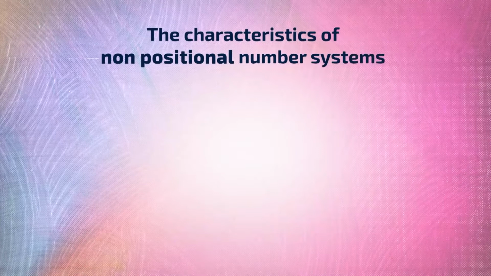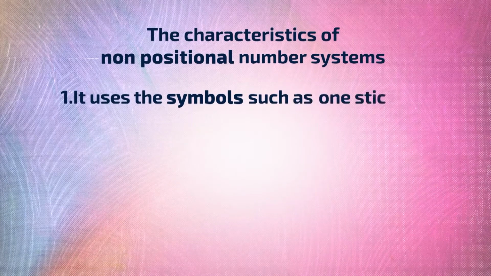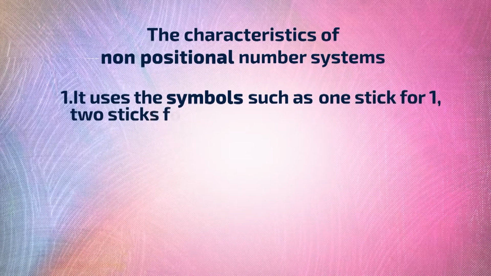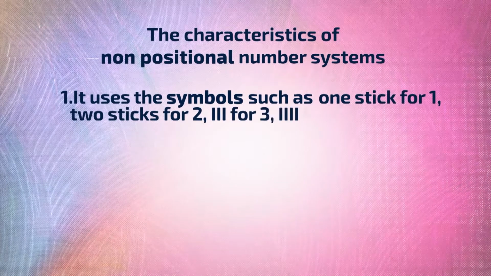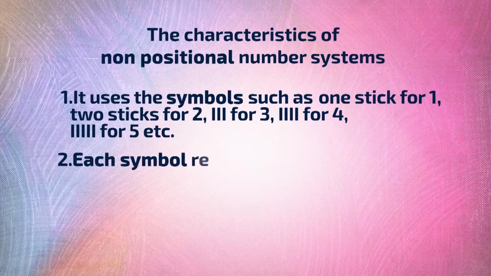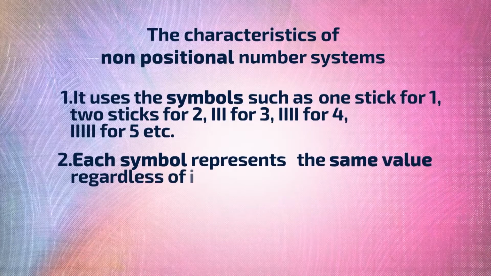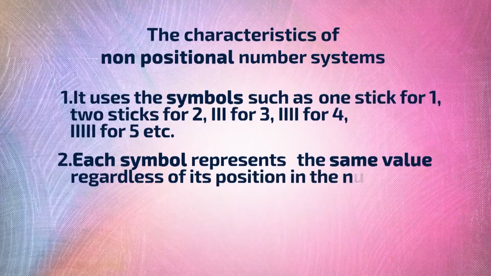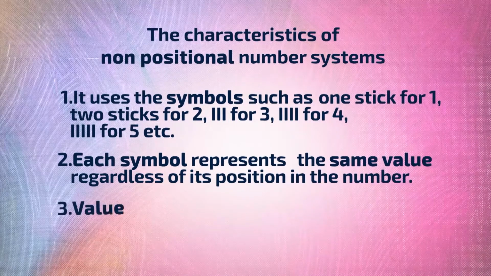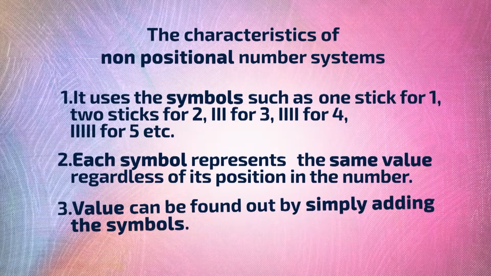The characteristics of non-positional number systems are: 1. It uses symbols such as 1 stick for 1, 2 sticks for 2, 3 for 3, 4 sticks for 4, 5 sticks for 5, etc. The second characteristic is that each symbol represents the same value regardless of its position in the number. And the third point, value can be found out by simply adding the symbols.